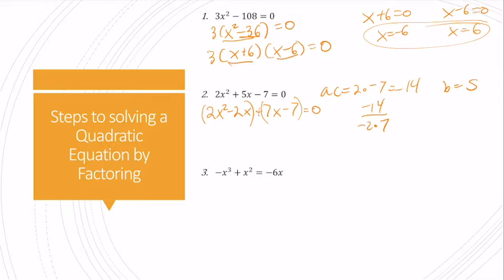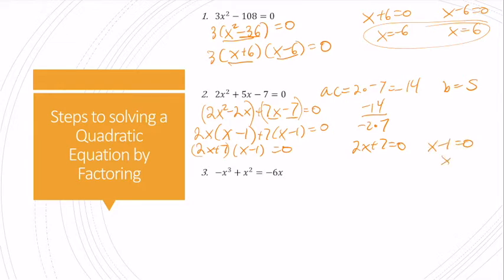2x² − 2x gives me 2x times (x − 1). 7x and −7 have a greatest common factor of 7. So I get (2x + 7)(x − 1) = 0. I then set each of those factors equal to 0. I get that x = 1. I subtract 7 from both sides, 2x = −7, I get x = −7/2. So these are my 2 solutions.